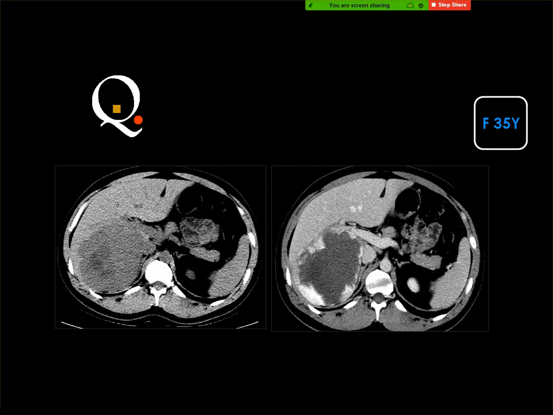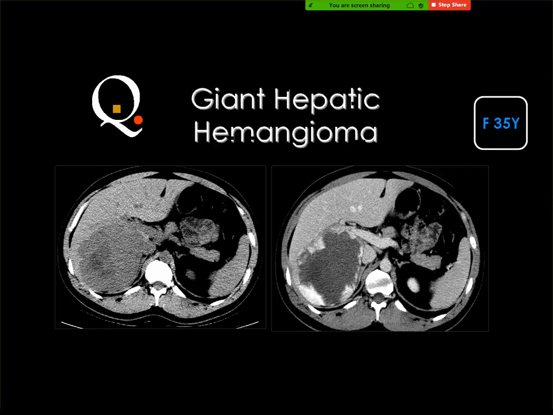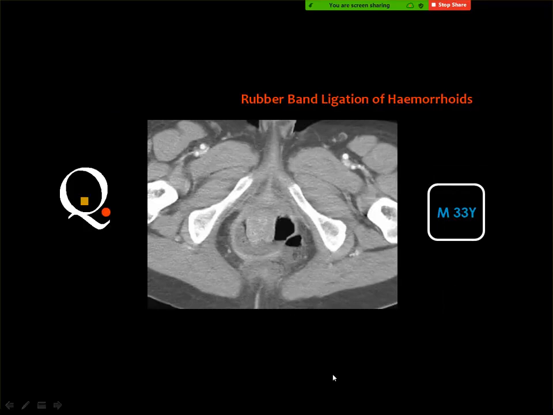Giant hemangioma. Yes, and this is a giant hepatic hemangioma showing the classic peripheral nodular enhancement, and the size of the lesion is more than 6 centimeter. And you know that the giant hemangiomas contain central area of thrombosis, which do not usually fill with contrast even in the delayed films. The next.